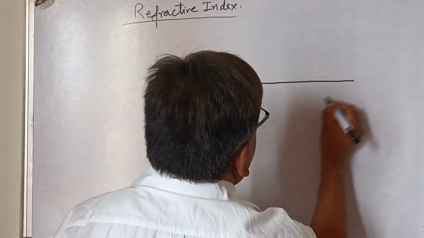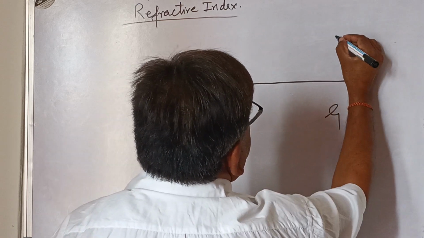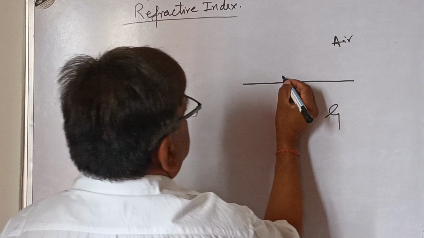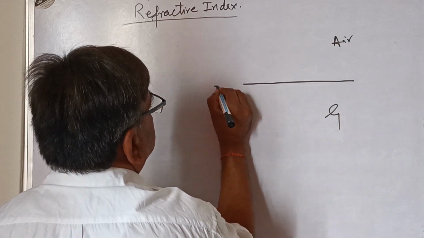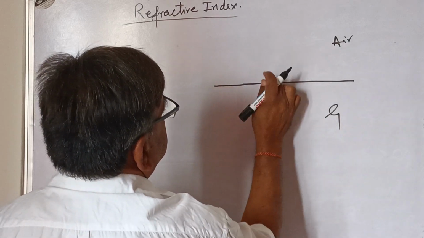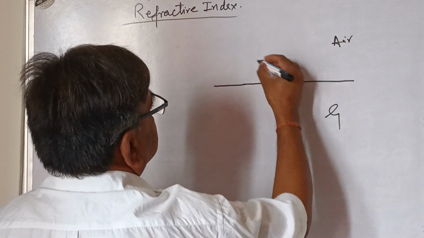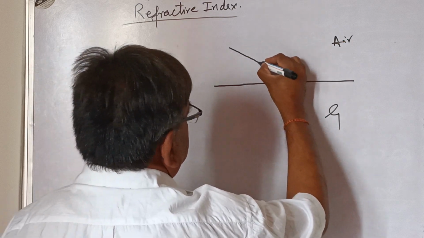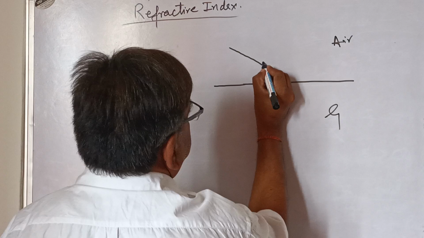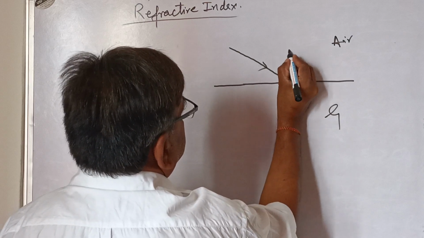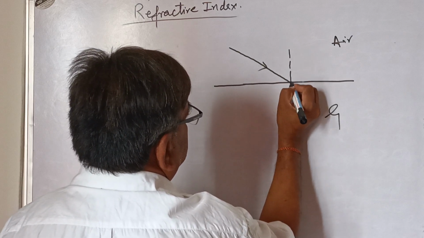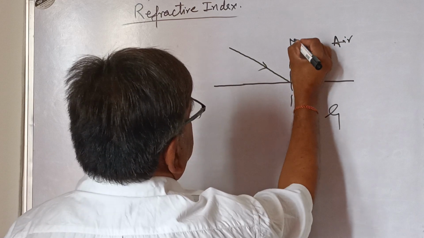This is the boundary, this is glass, this is air. So now this is the boundary of the two materials. This side is air, this side is glass. Let this strike at 72 degrees. The angle is always taken from the normal. This is n.